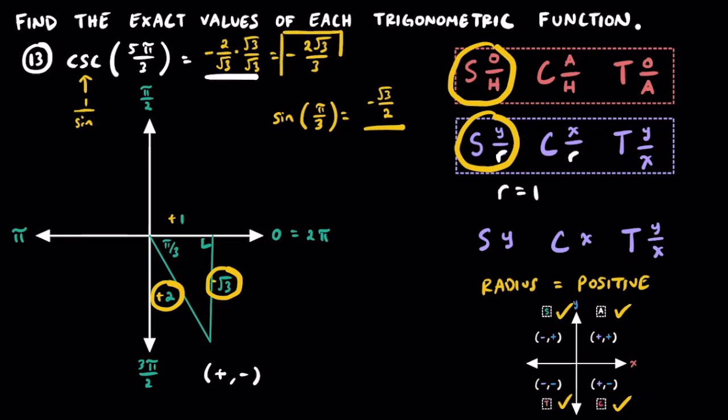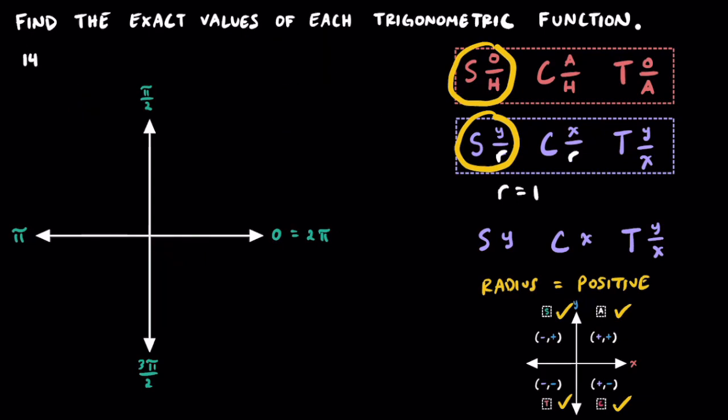I wrote the wrong number. Cool. There we go. 14. Let's try finding what sine of pi over 6 is. Sine of pi over 6.